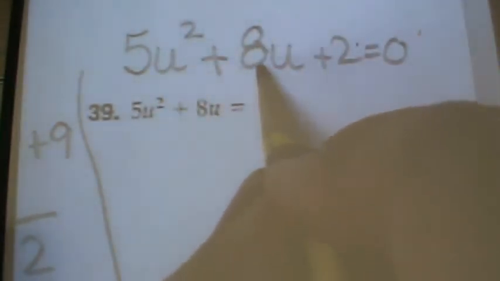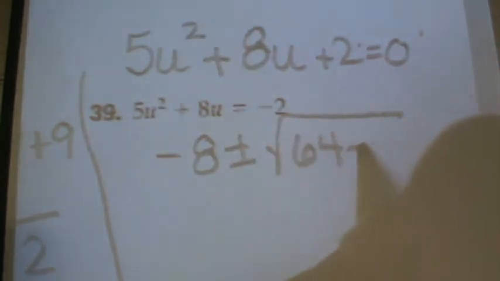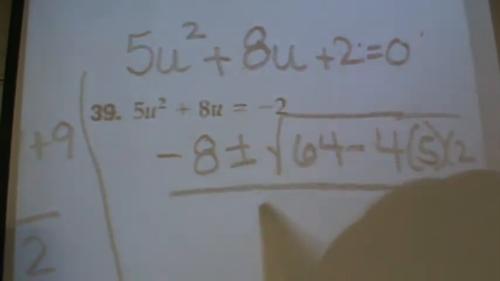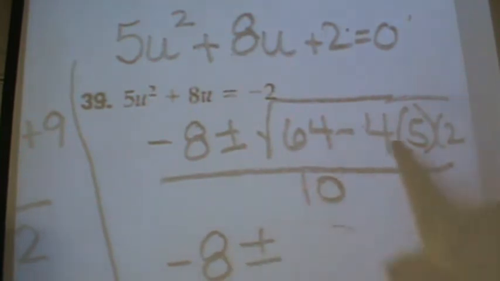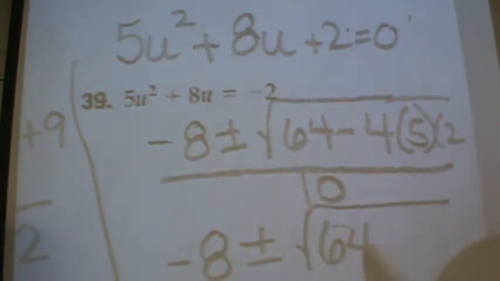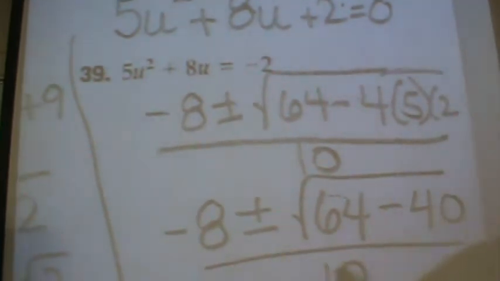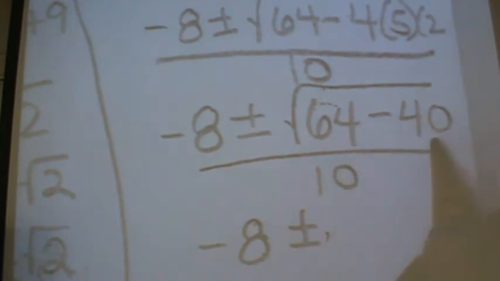So it's opposite of b, b squared minus 4 times 5 times 2, all over 2 times 5, which we can just write 10. So it's -8 plus or minus the square root of 64 minus 40, over 10. Now we're simplifying, this gives us 24, right?